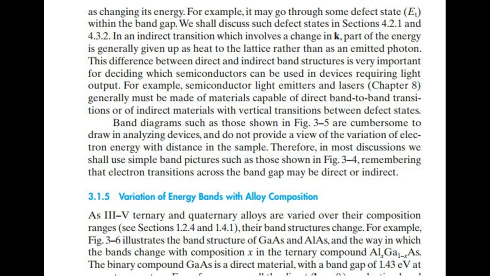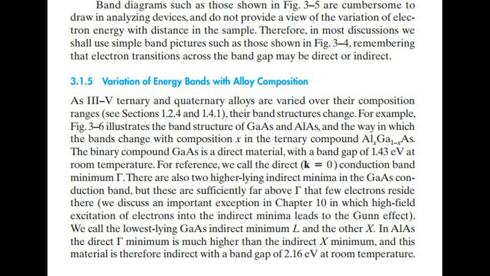Variation of energy bands with alloy composition. As the arsenide III-V ternary and quaternary alloys are varied over their composition ranges, see sections 1.2.4 and 1.4.1, their band structures change. For example, Fig 3.6 illustrates the band structure of gallium arsenide and aluminum arsenide, and the way in which the bands change with composition x in the ternary compound aluminum x gallium 1-x arsenide. The binary compound gallium arsenide is a direct material, with a band gap of 1.43 eV at room temperature.